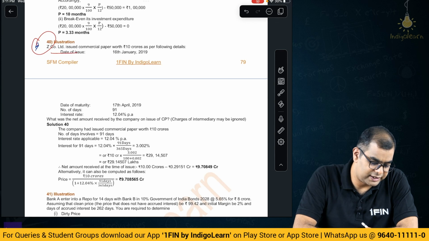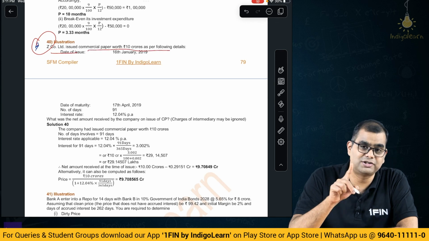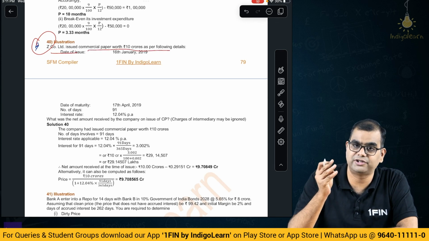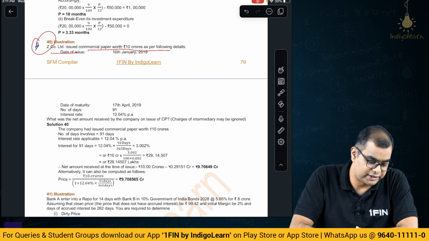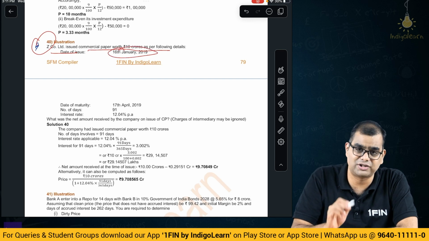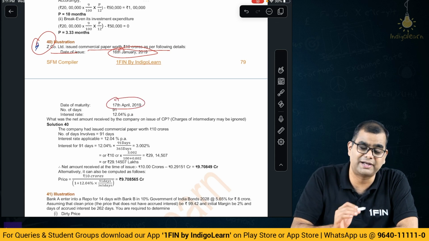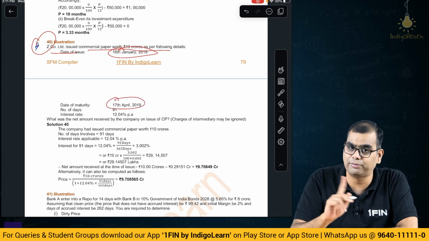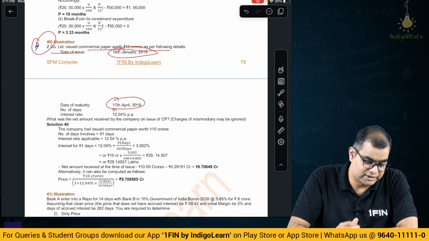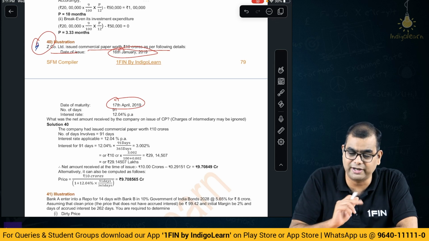So, Z Limited issued commercial paper worth 10 crores. Please note, commercial paper is issued at a discount. As per the following details, date of issue is 16th Jan. So, if it is issued on 16th Jan, you get money on 16th Jan. Date of maturity is 17th April. That means money goes out on 17th April. So, you don't pay interest for 17th April. Okay, this is 2019. 2019 is not a leap year.